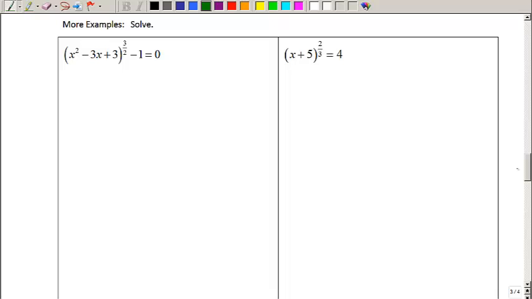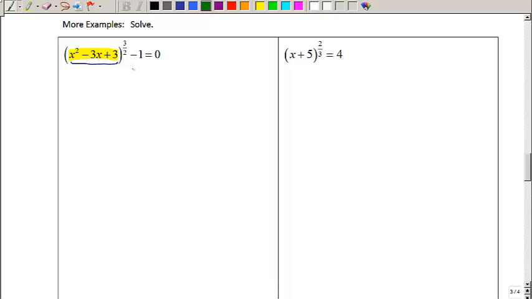Here are some more examples that are a little bit more complex. Instead of just having x to the m over n, I have an expression to the m over n. I would like to isolate that expression with the rational exponent. I need it all by itself.